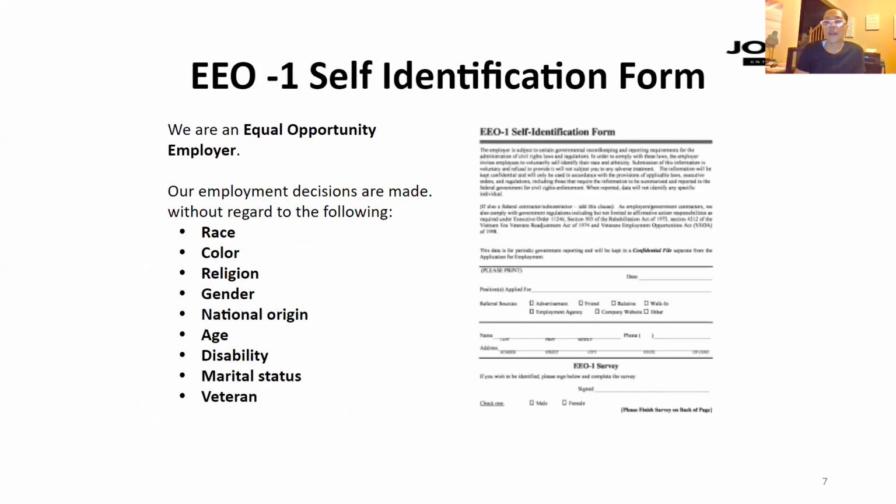The next form that is required is the EEO-1 self-identification form. This is a voluntary form, so if you choose not to complete it, it's okay. But please fill in your personal information, your gender. It is identifying just that, your gender. Please note that Jocor Enterprises is an equal opportunity employer.